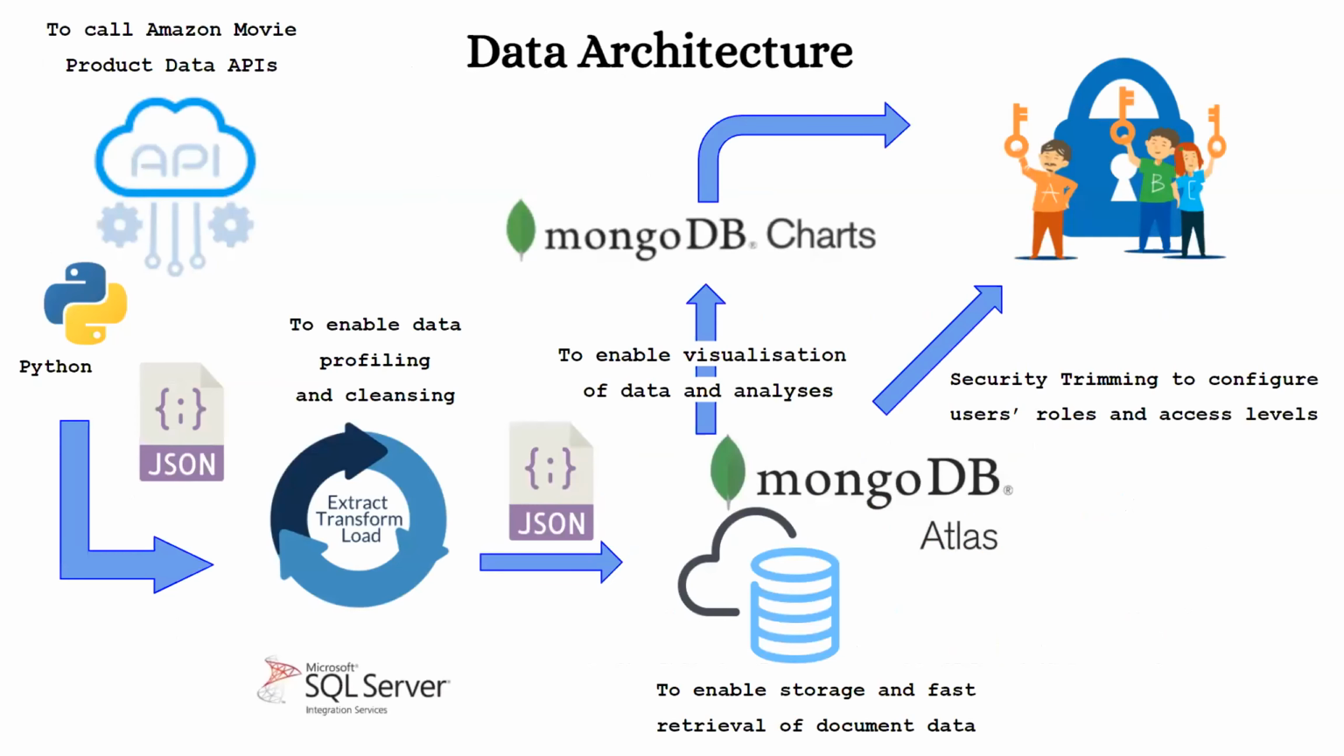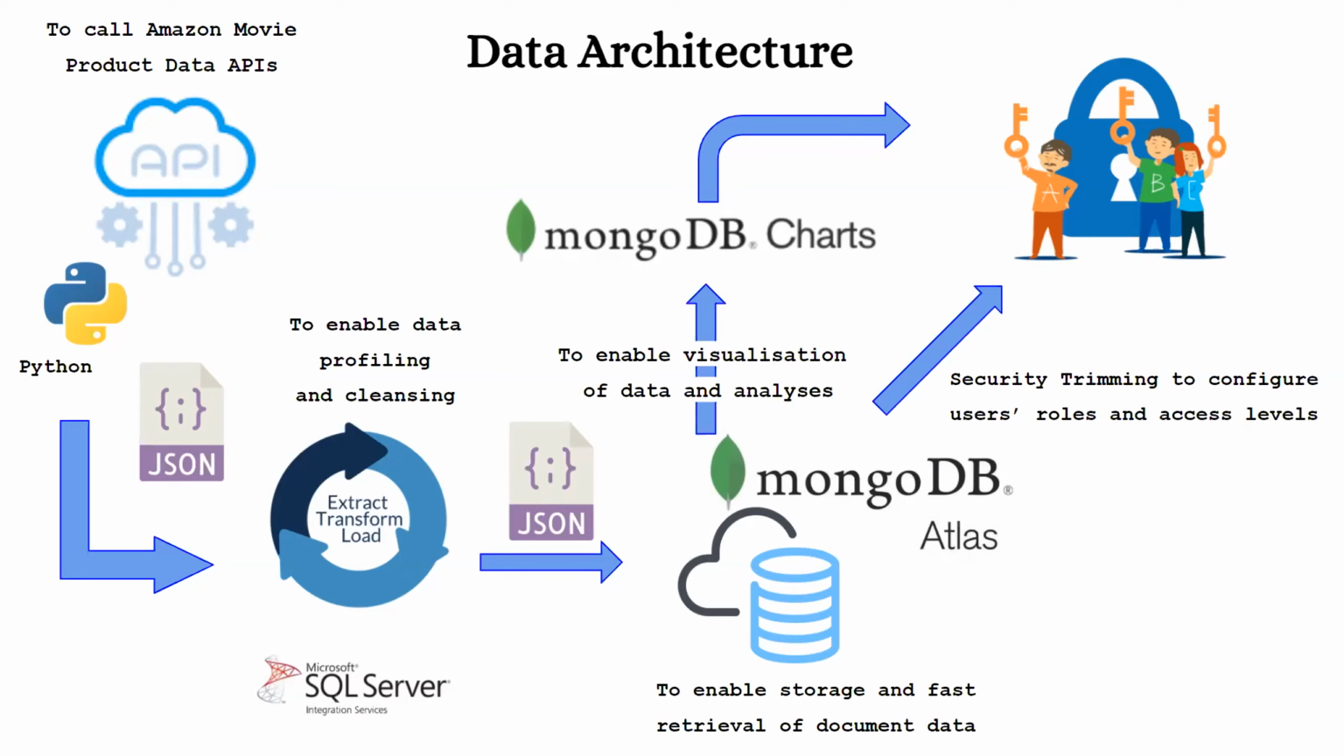The data architecture here basically shows the overall workflow of this project. We use Python to call the Amazon Movie Product Data APIs, and we save those API JSON files into our local disk. And then we utilize SSIS as our data integration tool to extract the data from multiple API sources, ensure the data quality, and also transform the data into the target JSON format that matches our ERD design. And then we loaded those JSON files directly from SSIS into our target MongoDB database.